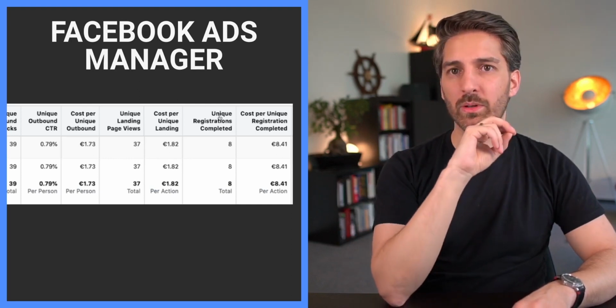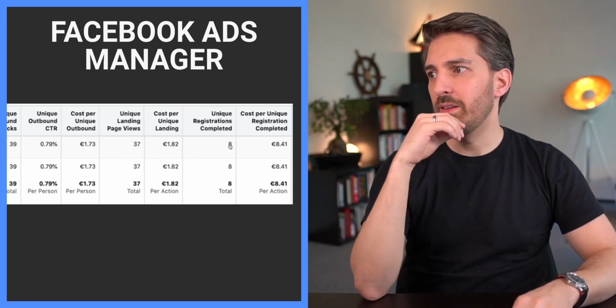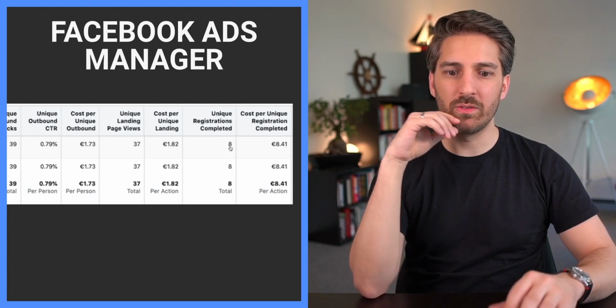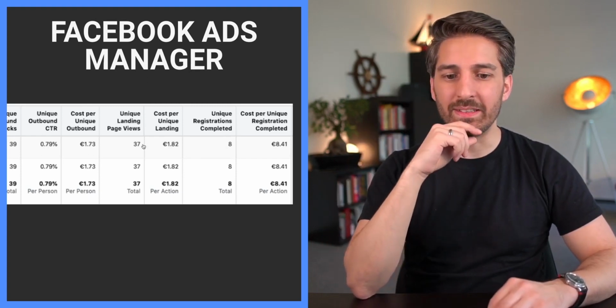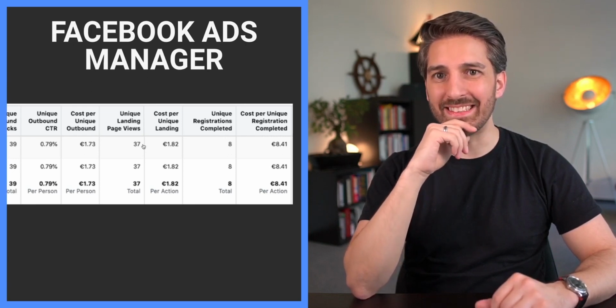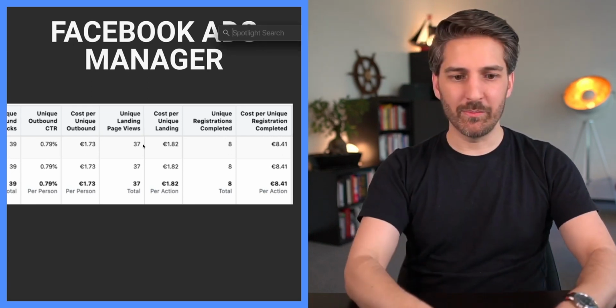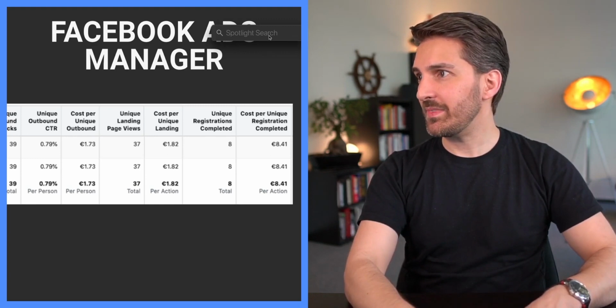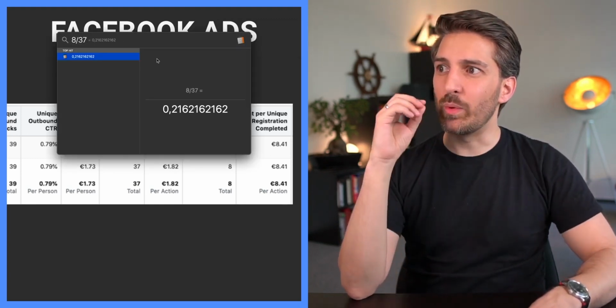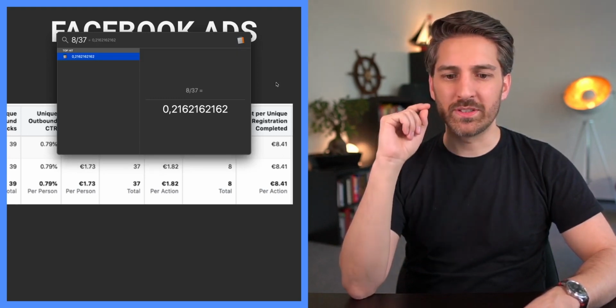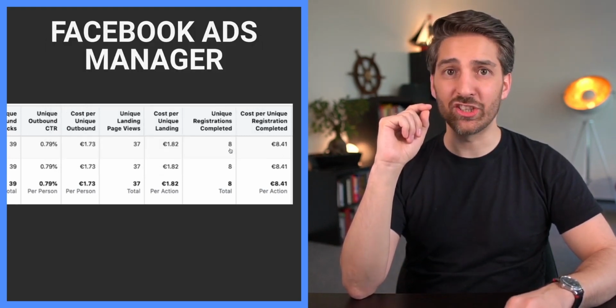Now, 8 people registered. That is the conversion event that was chosen when somebody downloaded the guidebook. 8 out of 37. That is actually pretty fantastic. Let me make a quick calculation. So 8 divided by 37. That is a 21.6% conversion rate on the landing page.